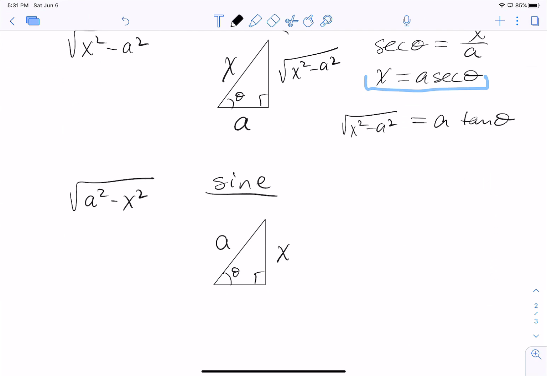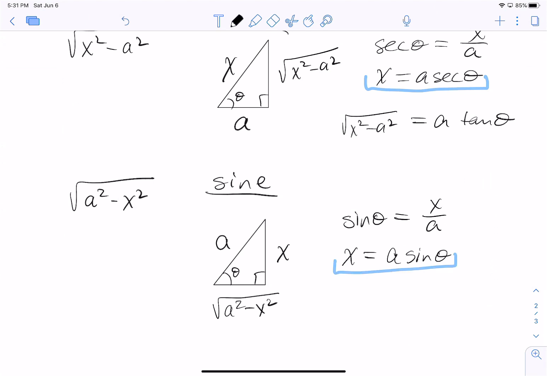The third leg of this triangle will be the square root of a squared minus x squared, based on the Pythagorean theorem yet again. We know by looking at this triangle that the sine of theta will be x over a, and I've set that up in such a way that I do not have a variable in the denominator. Our actual substitution is x is equal to a times the sine of theta. Looking at the triangle again, we can see that the square root of a squared minus x squared is going to equal a times the cosine of theta.